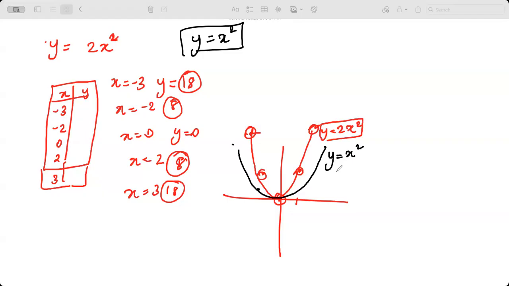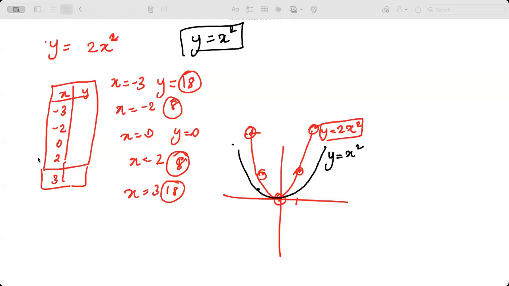Okay, so you know how to draw the graphs, right? Now, in this case, what is the axis of symmetry? x equal to 0. Good job. x equal to 0. So this is the axis of symmetry. You know that, right? Great. So this you can fill in by 18, 8, 0, 8, 18.